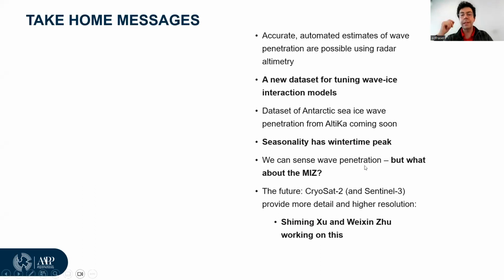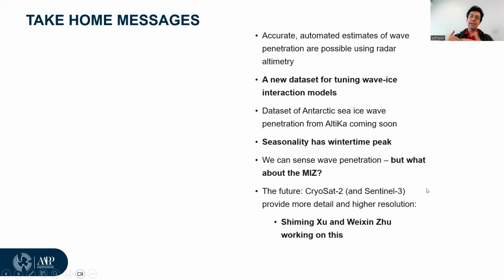So we can see wave penetration on pretty much a daily basis, but what about the marginal ice zone? There's a lot of arguments about this. If we see waves penetrating 500 kilometers on one day, does this mean that the outer 500 kilometers of the pack ice is the MIZ now? Or do we need 500 kilometer wave penetration events? What magnitude of wave is needed to break floes and that kind of thing? These are still unanswered questions.